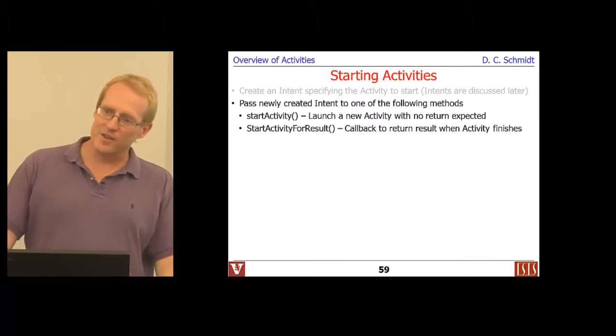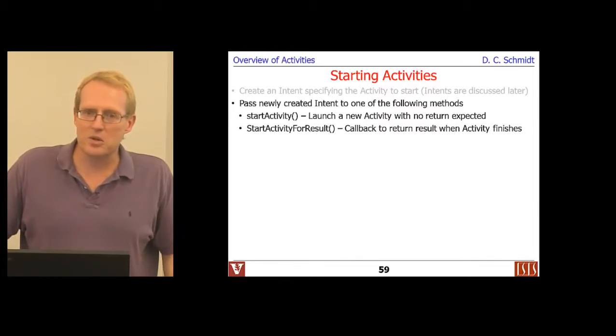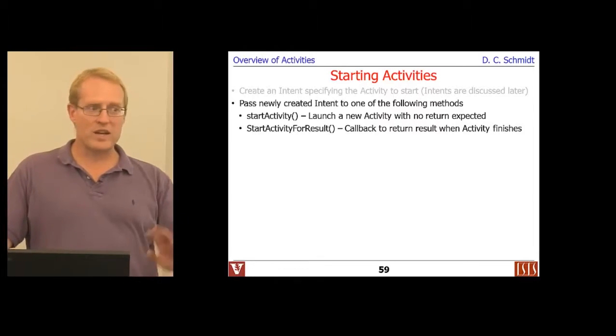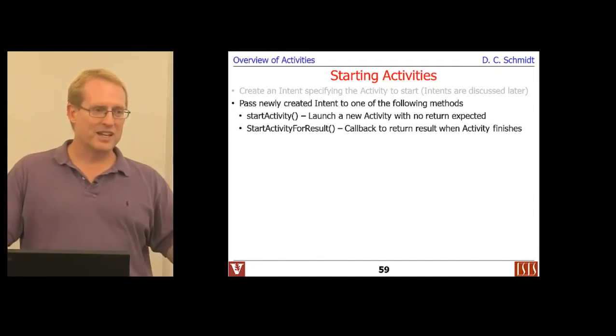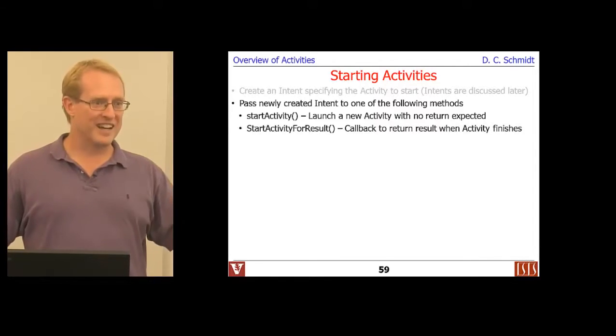There are two methods that are typically used here. One is called startActivity. That's the one we used here. It's very simple. It typically is used when you don't expect there to be a direct result coming back. There are lots of ways to get results back when you start activities, but you're not expecting one to come right back in a well-defined way that you define.